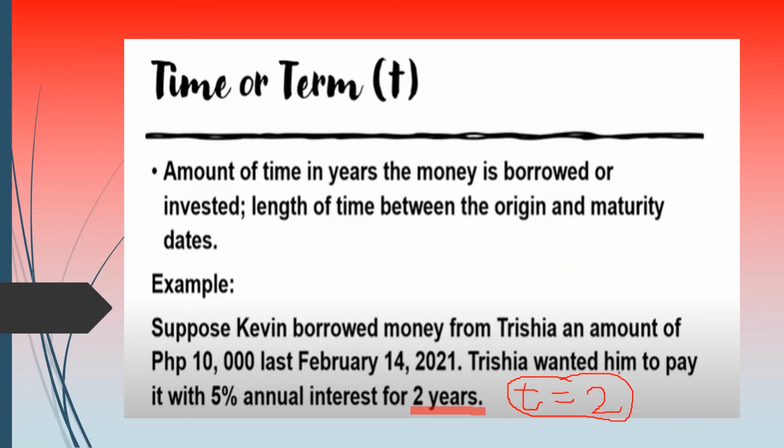Time or term. Amount of time in years the money is borrowed or invested. The length of time between the origin and maturity dates. Term is denoted by small letter t. From this example, the loan date is February 14, 2021, and the term here is 2 years. So therefore, t is equal to 2.